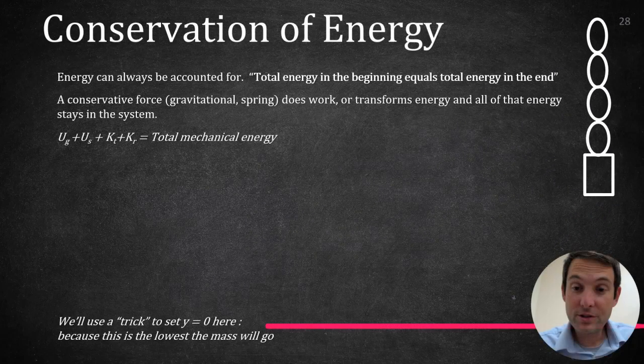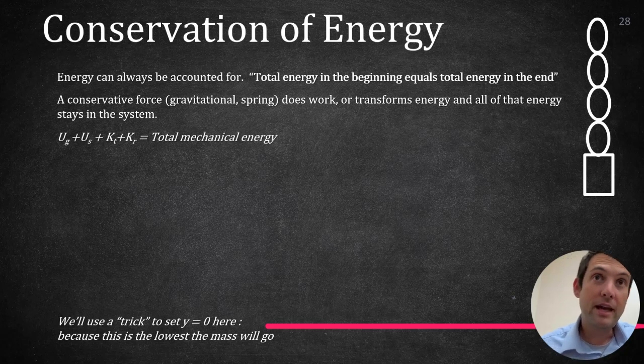Spring is vertical. Energy can always be accounted for. So total energy in the beginning equals total energy in the end. A conservative force, in this case spring and gravitational force, are doing work, or they're transforming all of that energy within the system. So there's no energy being lost to the environment here. It's a closed system. A closed system happens when there is no energy being added to the system or being taken away.